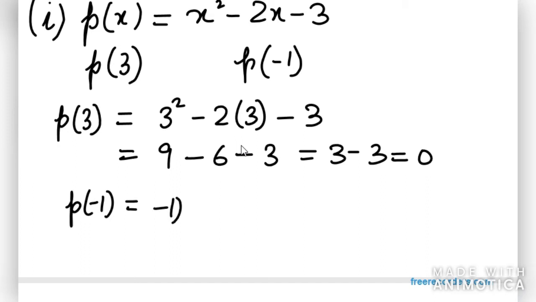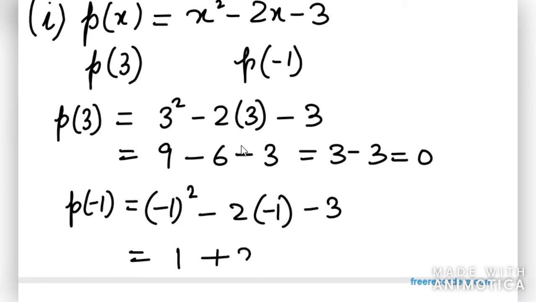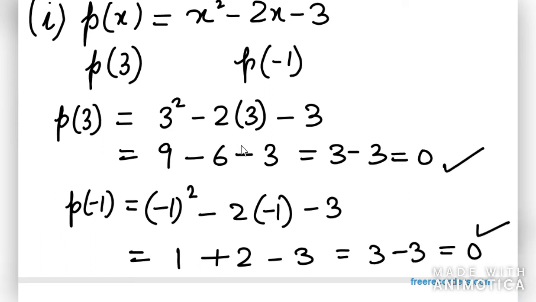So minus 1 square minus 2 minus 1 minus 3. So 1 plus 2 minus 3. So 3 minus 3 equals 0. That means we have two zeros here, that is 3 and minus 1.